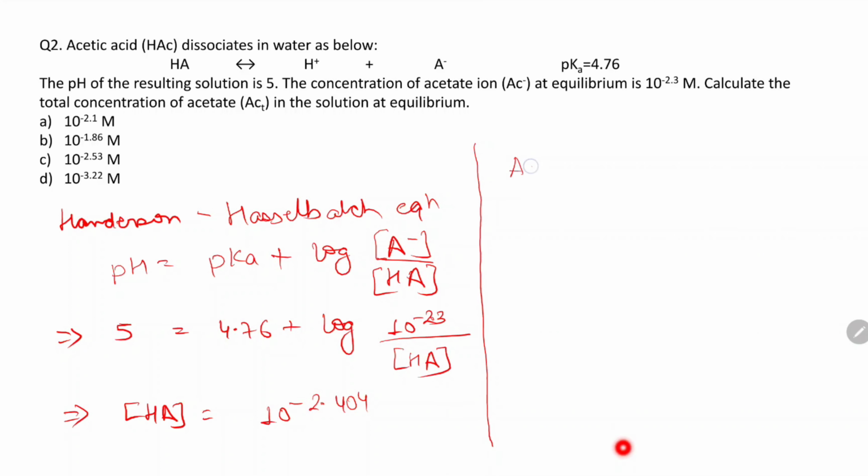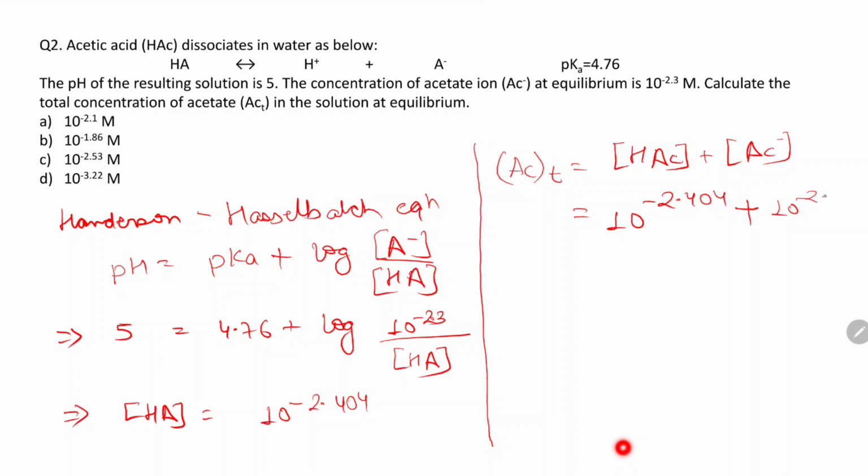We have to find out AC total, which will be the sum of protonated form and deprotonated form. So we have calculated HAC as 10 raised to power minus 2.404. A minus is given as 10 raised to power minus 2.3. So by adding it, we are getting AC total as 10 raised to power minus 2.05. So the closest option is option A.